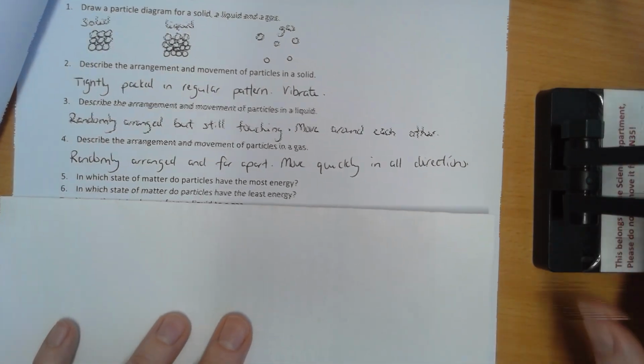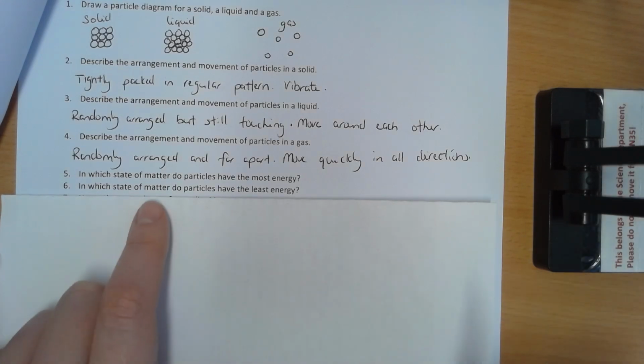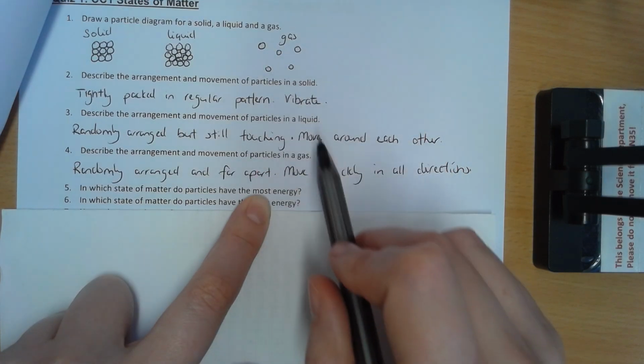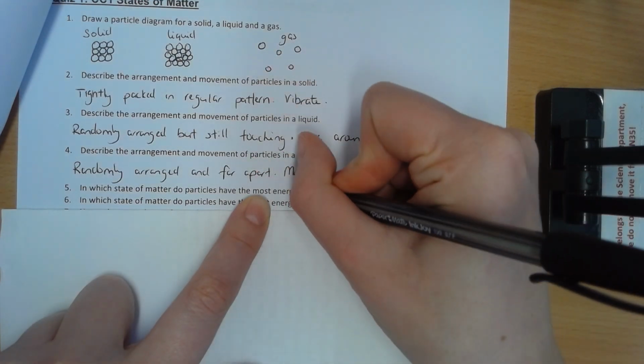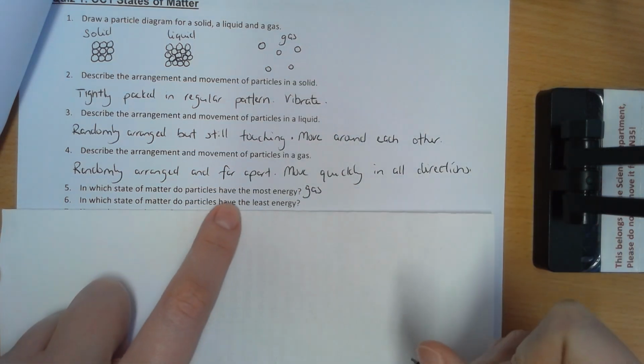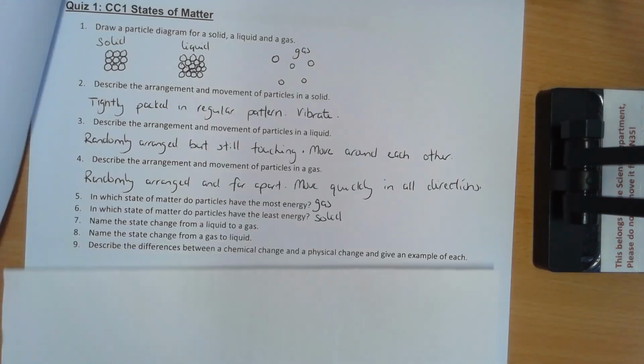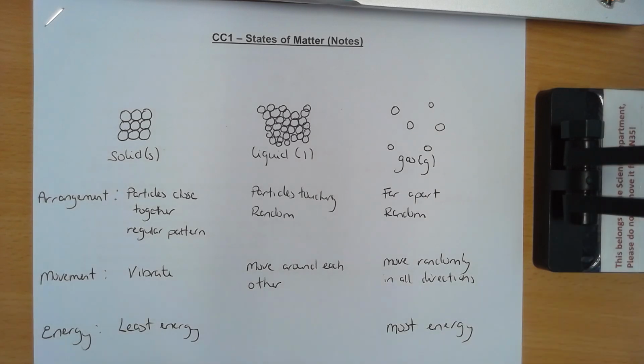The next two, I can't remember if I asked you to do these two, but just in terms of energy, in which state of matter do particles have the most energy? We said gases, because they're the ones that can move really quickly. So in a gas, they've got the most energy, and the least amount of energy is going to be a solid. Next thing we're going to look at is just your state changes.